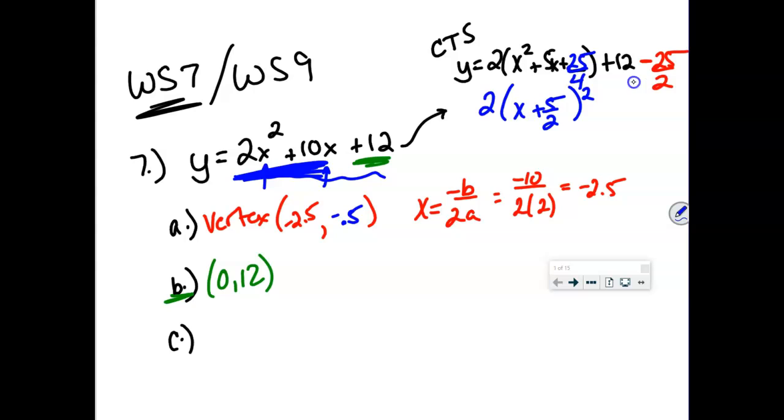And then when I add these guys together, that gives you a minus 1/2. So I still would have been able to get the vertex using this method. Negative 5 halves, or negative 2.5, comma, negative 0.5.